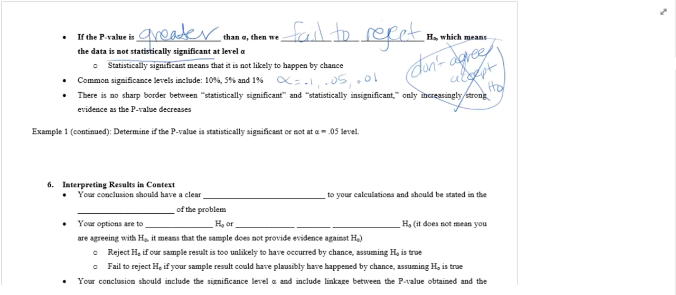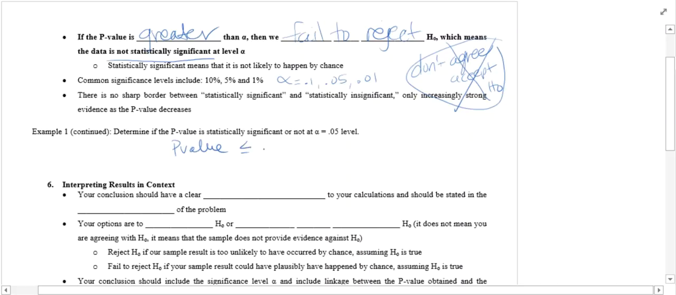Okay, so for our problem that we're doing, we want to compare the p-value: is it less than or equal to alpha? And then we're going to reject the null. So our p-value was 0.014. We were going to use an alpha of 0.05.